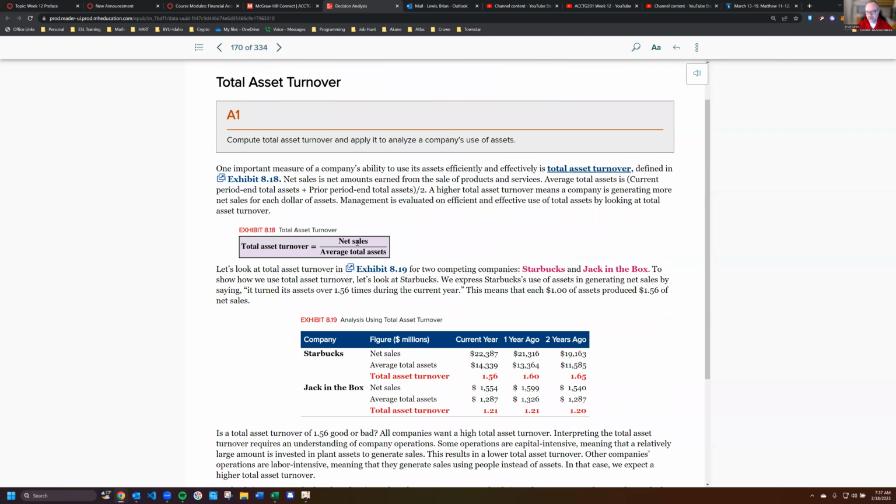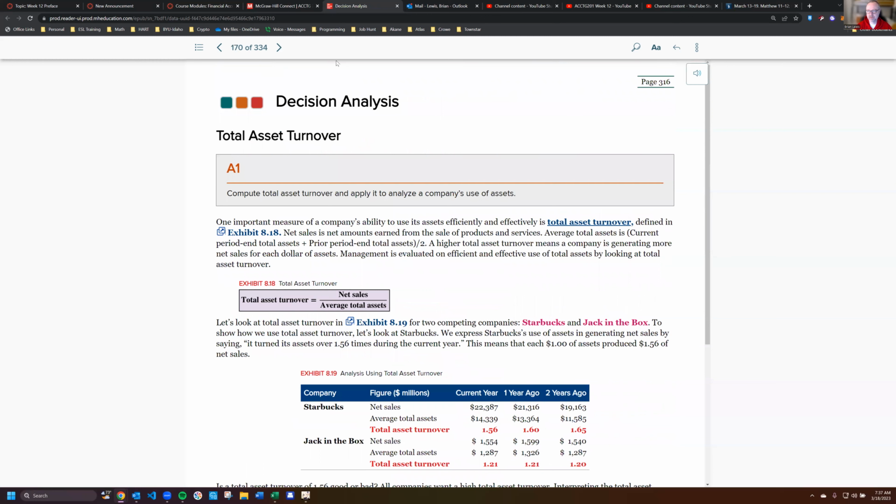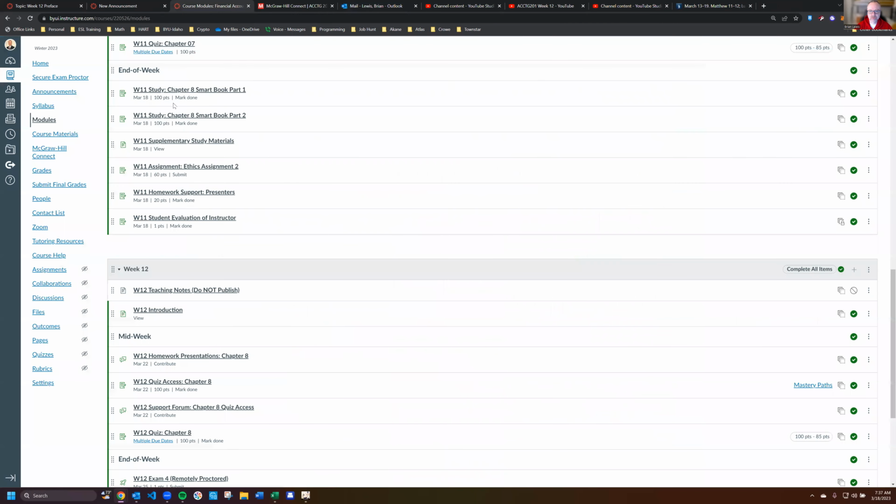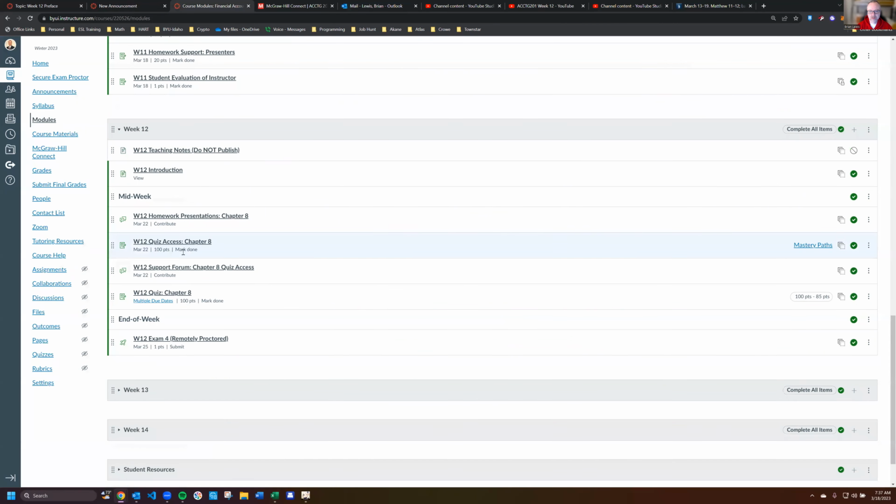Then you have your asset turnover ratios, and that's about it. Okay, so the rest of this week is just your quiz access and your exam. So that's pretty much it.